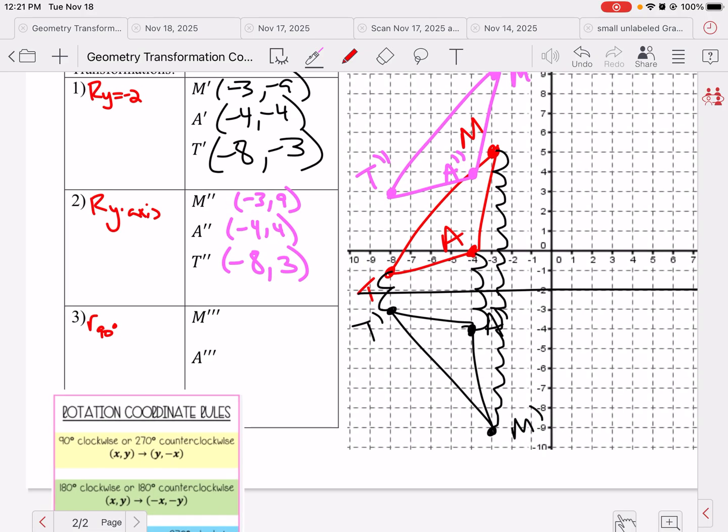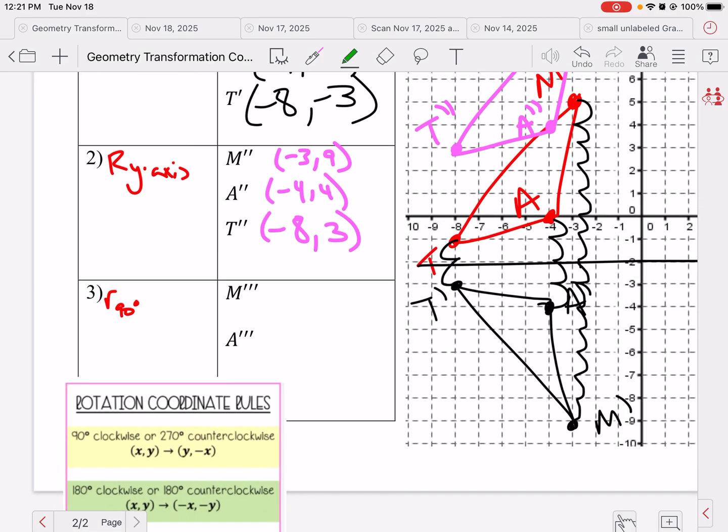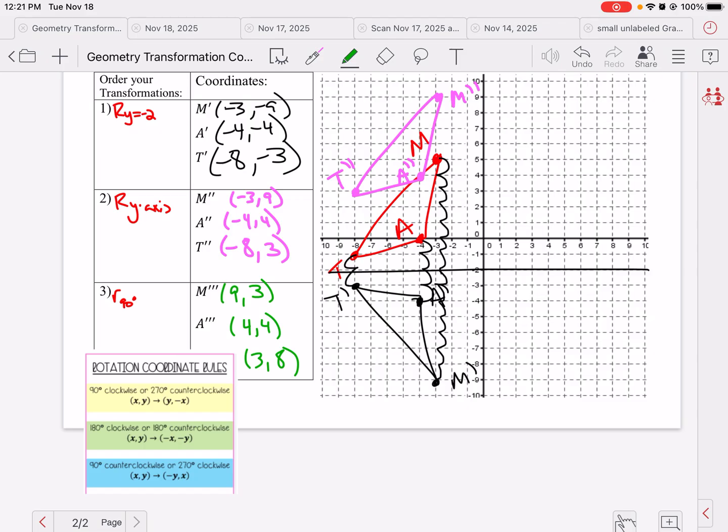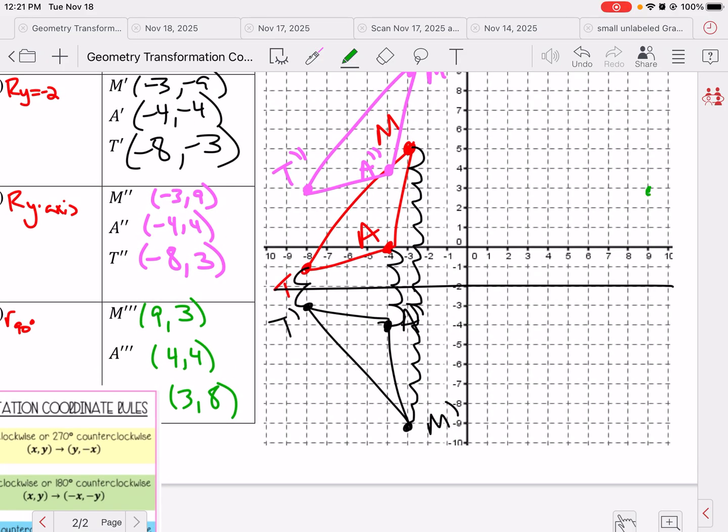I'm sorry. Okay, so we're going to, again, switch the x and y and change the sign of the new y. So this is going to be 9, positive 3. This will be 4, 4. And this one's going to be 3, 8. So we're going to have 9, 3, 4, 4, and 3, 8. Okay, so that's going to be M triple prime, A triple prime, T triple prime.